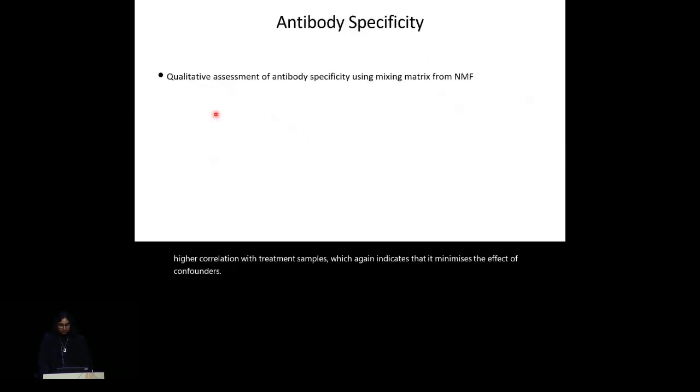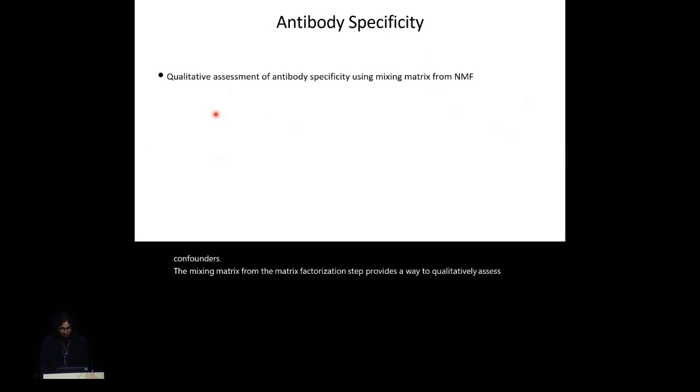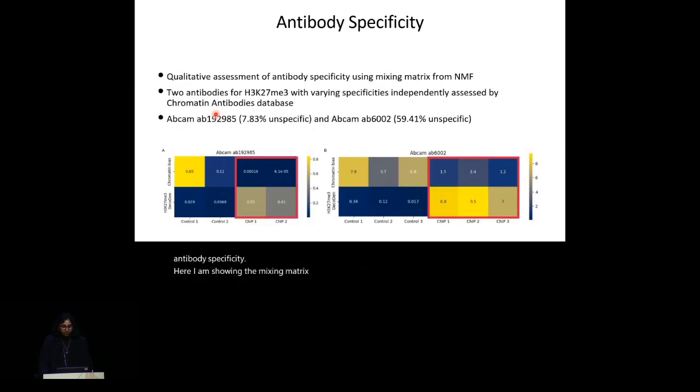The mixing matrix from the matrix factorization step provides a way to qualitatively assess antibody specificity. Here I am showing the mixing matrix for two different antibodies which were independently assessed by the chromatin antibodies database. The antibody with higher specificity, which is the first one, has a higher mixing parameter for the ChIP-seq signal compared to the chromatin bias.